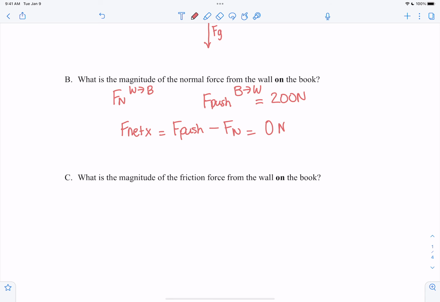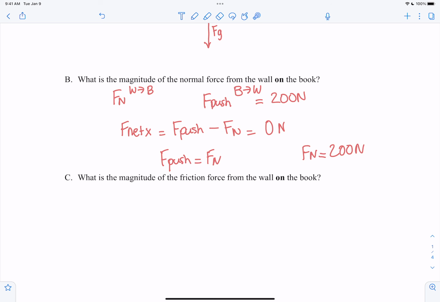0 newtons, right? Because the net force would be 0 because it's not moving in the x direction at all. There's no net force in the x direction. So in that case, F push would just be equal to Fn, right? And so F push is equal to Fn. Fn would then equal 200 newtons, right? So Fn is 200 newtons there.